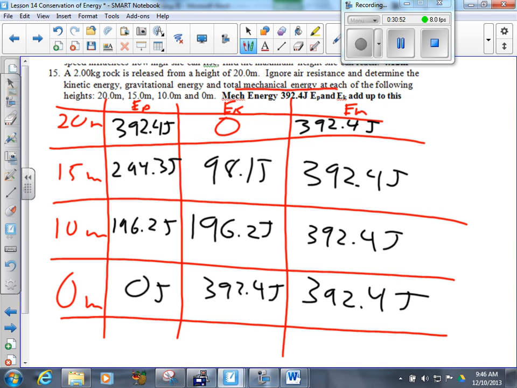Okay, does that make sense to everybody? All right. So the big thing that question was asking wasn't that you could subtract. That question was asking, did you understand that the mechanical energy never changes? All right, I'll give you a few more minutes there to try number 16.